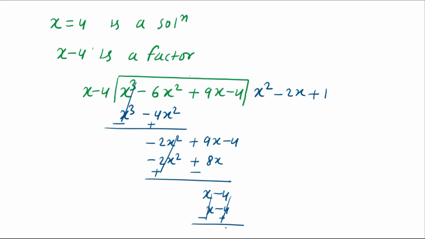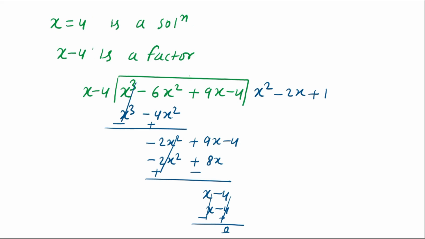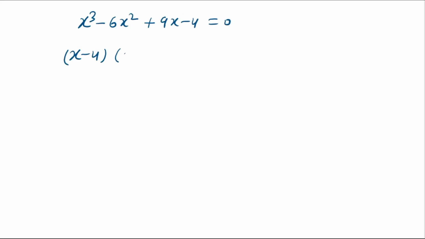This and this cancel out each other. So we have a cubic equation x cubed minus 6x squared plus 9x minus 4 equals 0, and a factor of this cubic equation is (x minus 4) multiplied by (x squared minus 2x plus 1), and this equals 0.